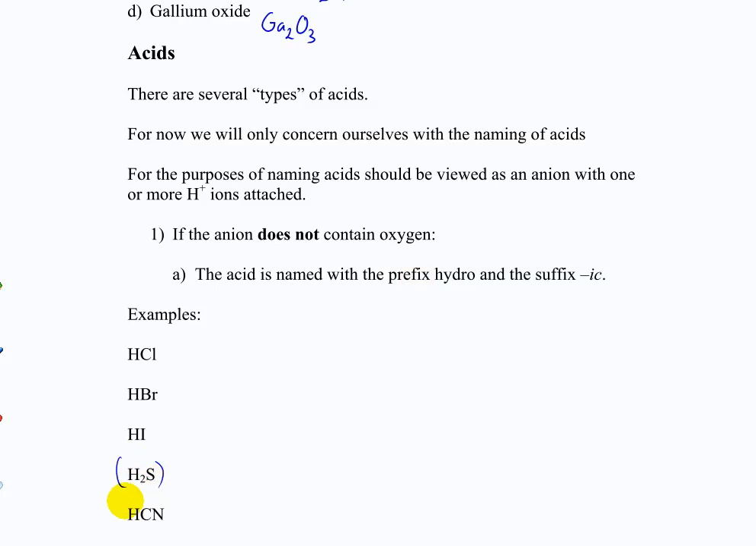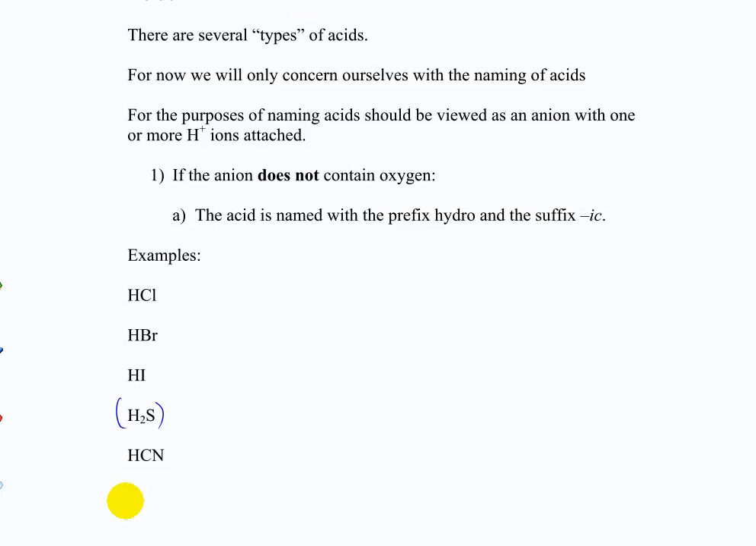HCN. The way you name these is with the prefix hydro and the suffix ic, and then the acid. So HCl is hydrochloric acid. HBr is hydrobromic acid. HI is hydroiodic acid. HCN is hydrocyanic acid, because cyanide is CN minus. All right, so that's how these things are named.